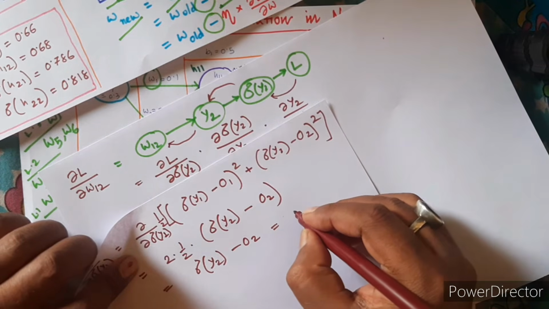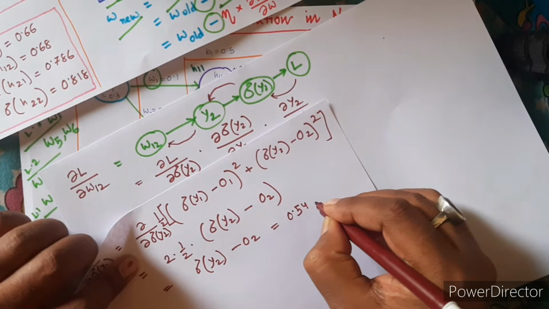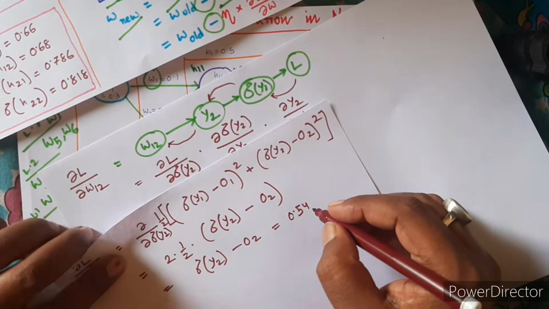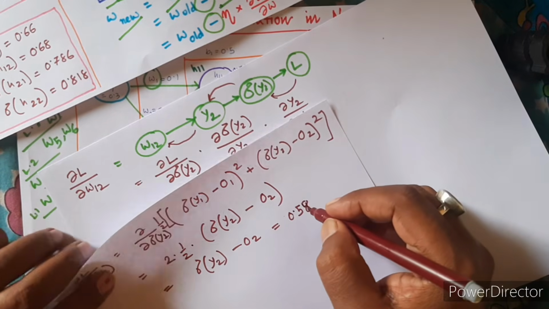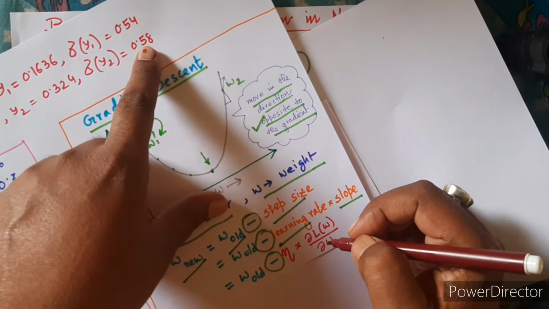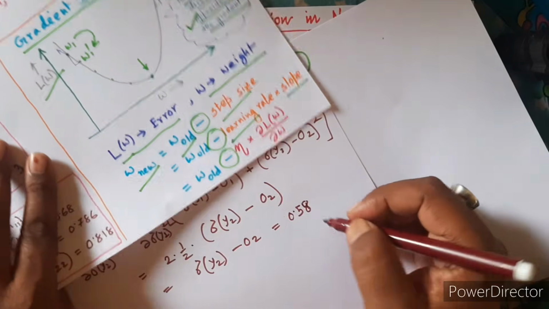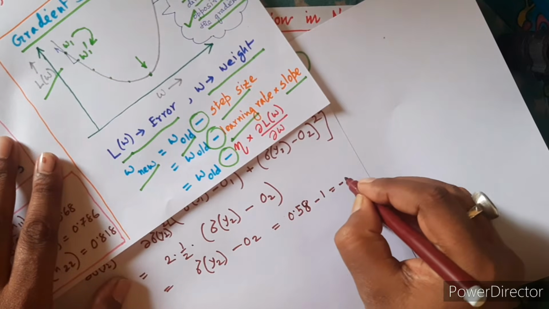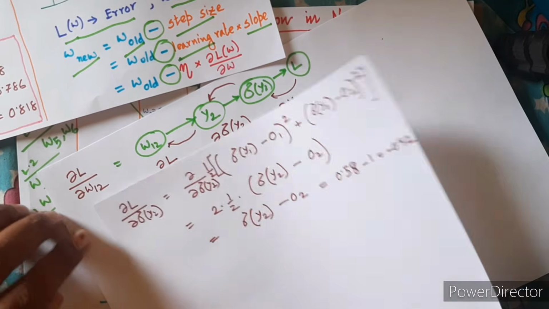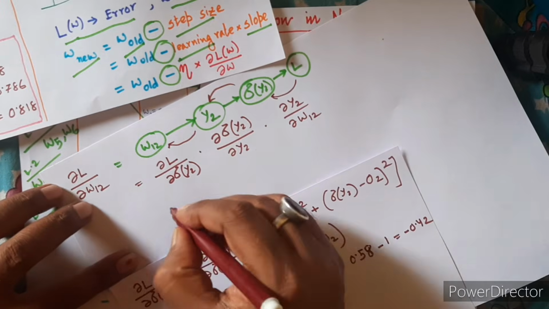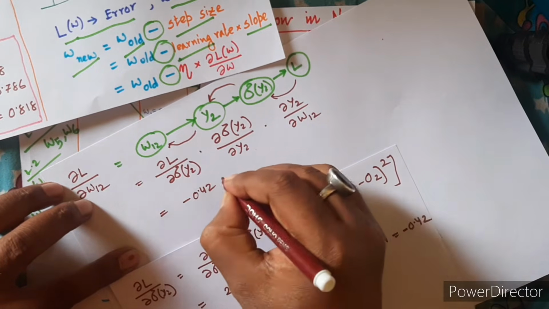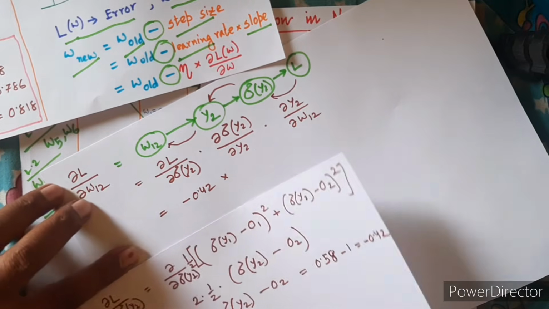So this value would be, because O2 is 0.58, yeah, be cautious when you are calculating. So 0.58 minus 1 is equal to minus 0.42. So I will write minus 0.42 into, now I will calculate this one.